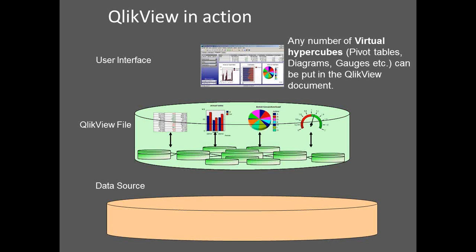Now, you can create any number of virtual hypercubes. What is meant by hypercube is any summarized analysis like pivot tables, gauges, etc. All of these can be created, and all of these can be put into the QlikView document. So you can have a base QlikView file, and on top of that you can put any number of summarized pivot tables, summarized diagrams, summarized gauges, etc. And those will be refreshed when you refresh data in the QlikView file.